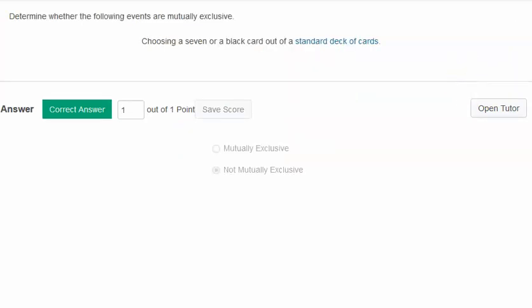Pause, read the example, and reflect on it. So, is this mutually exclusive? Picking a 7 or a black card?